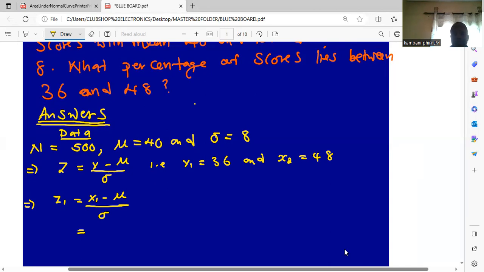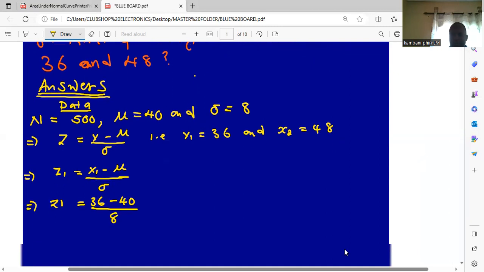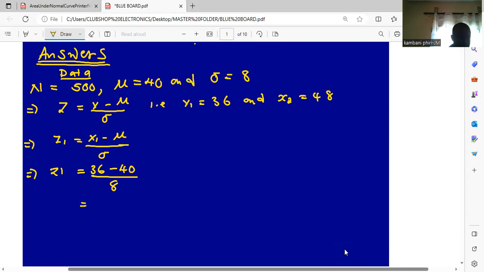So we are saying z1 is equal to x1, which is 36, minus our mu, which is 40, divided by the standard deviation, which is 8. So this will give us -4 divided by 8. This will finally give us -0.5 sigma.